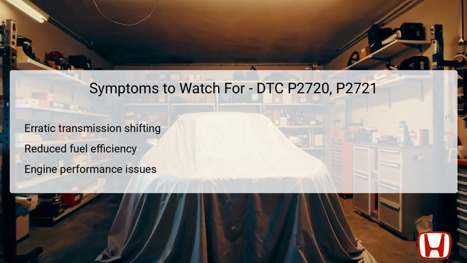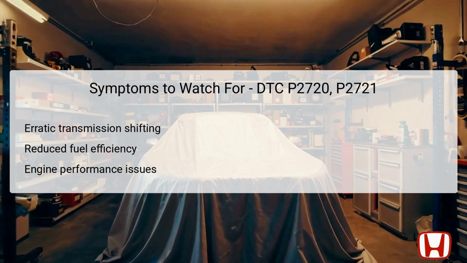Drivers experiencing issues associated with DTC P2720 and P2721 may notice several symptoms that directly impact their vehicle's performance. One of the most evident symptoms is erratic or harsh shifting during transmission operation as the lockup clutch engages or disengages improperly. This can lead to jerking motions or delays in acceleration, causing driver frustration and potential safety hazards.